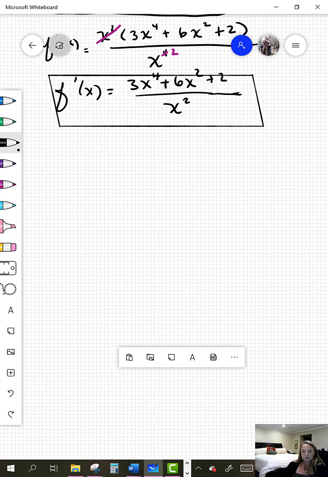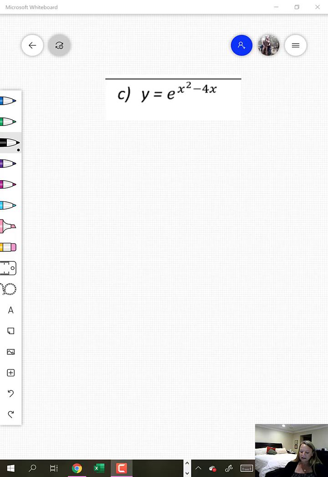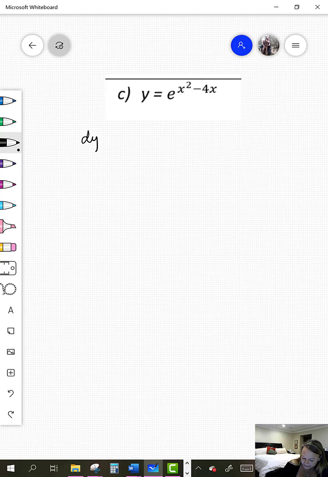Okay, so let's pull 5c. Now we have y equals e raised to the x squared minus 4x power. Taking the derivative of e is pretty easy. dy/dx in our case is equal to the derivative of our exponent, which is 2x minus 4, times the e function itself, e raised to the x squared minus 4x.